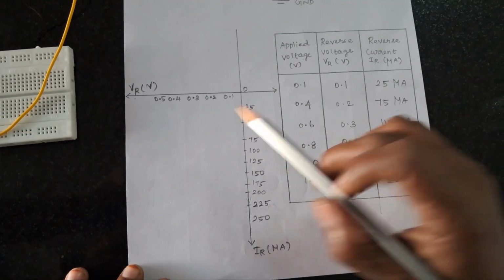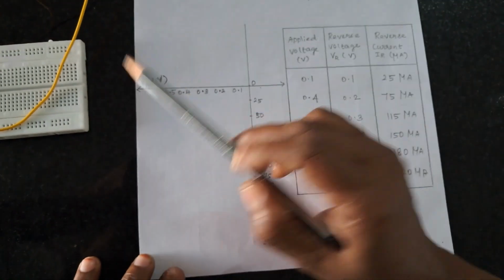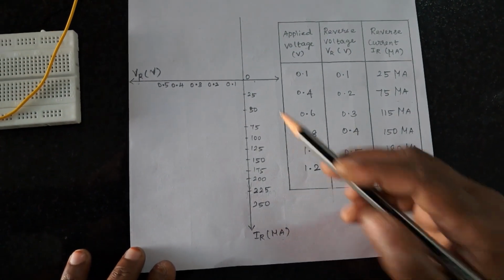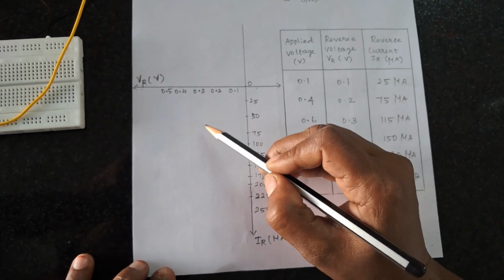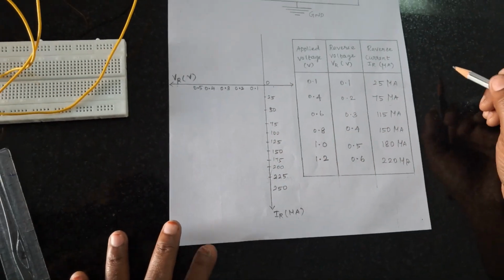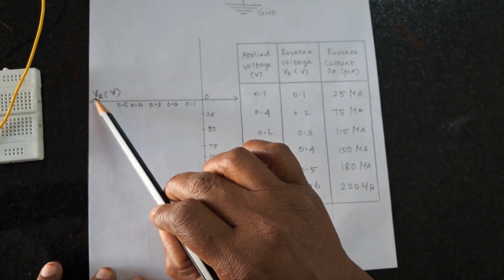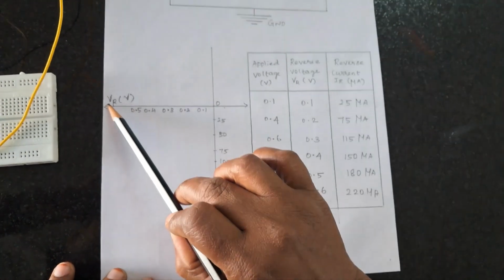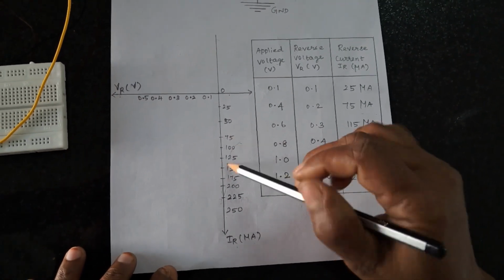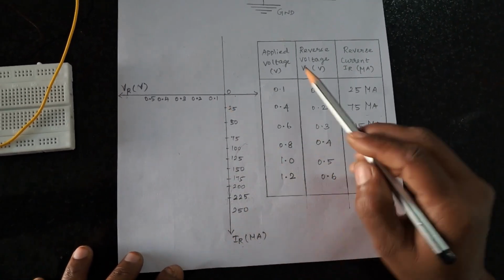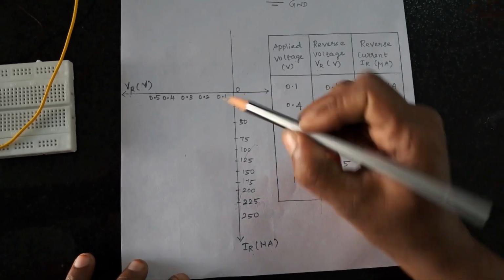Let us see how to draw the graph. This is the reverse voltage and this is the reverse current. So we have to draw the graph in the third quadrant. We want to draw the graph of reverse voltage versus reverse current, VR versus IR, here.